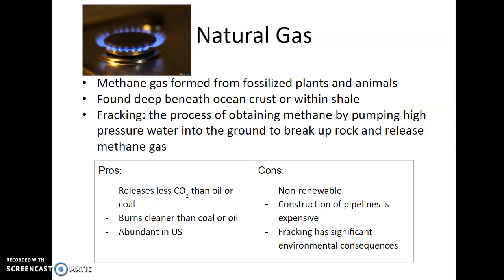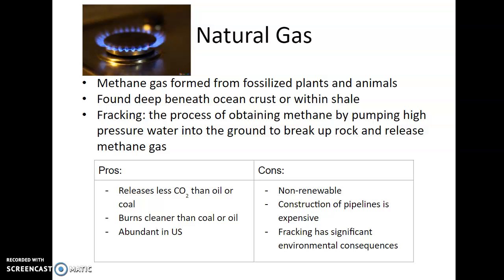And fracking is the process of obtaining methane by pumping high pressure water into the ground to break up rock and release methane gas. So pros of this is that it releases less carbon dioxide than oil or coal. So we're not quite hurting our atmosphere nearly as much, but we still are. And it burns cleaner than coal or oil. Same thing as last one. We're not really hurting our atmosphere as much, but it still does have that.